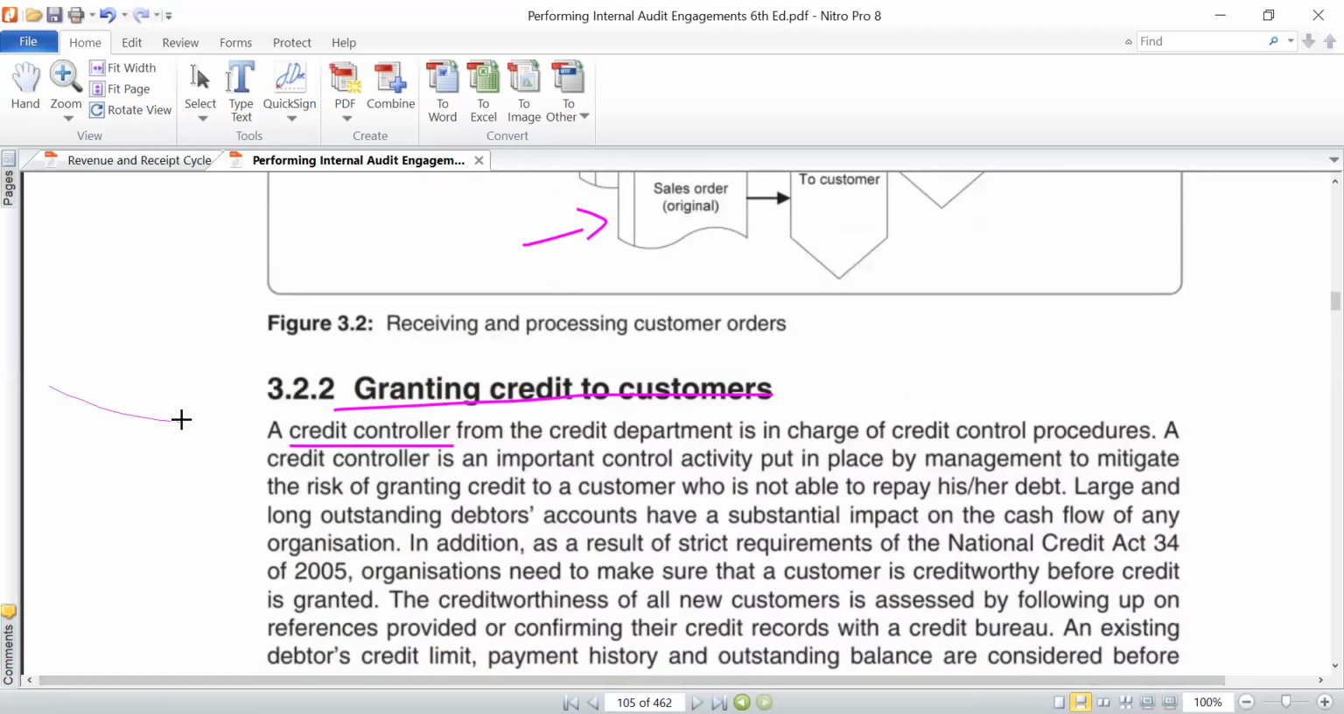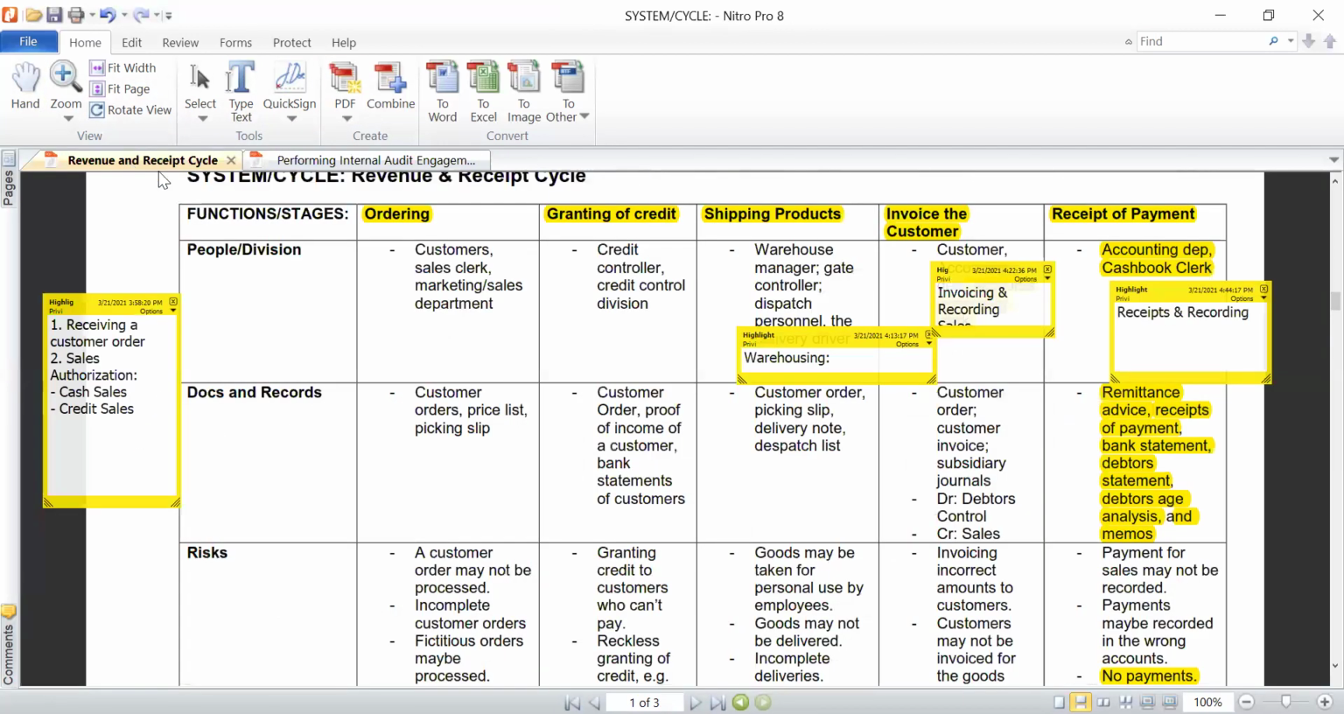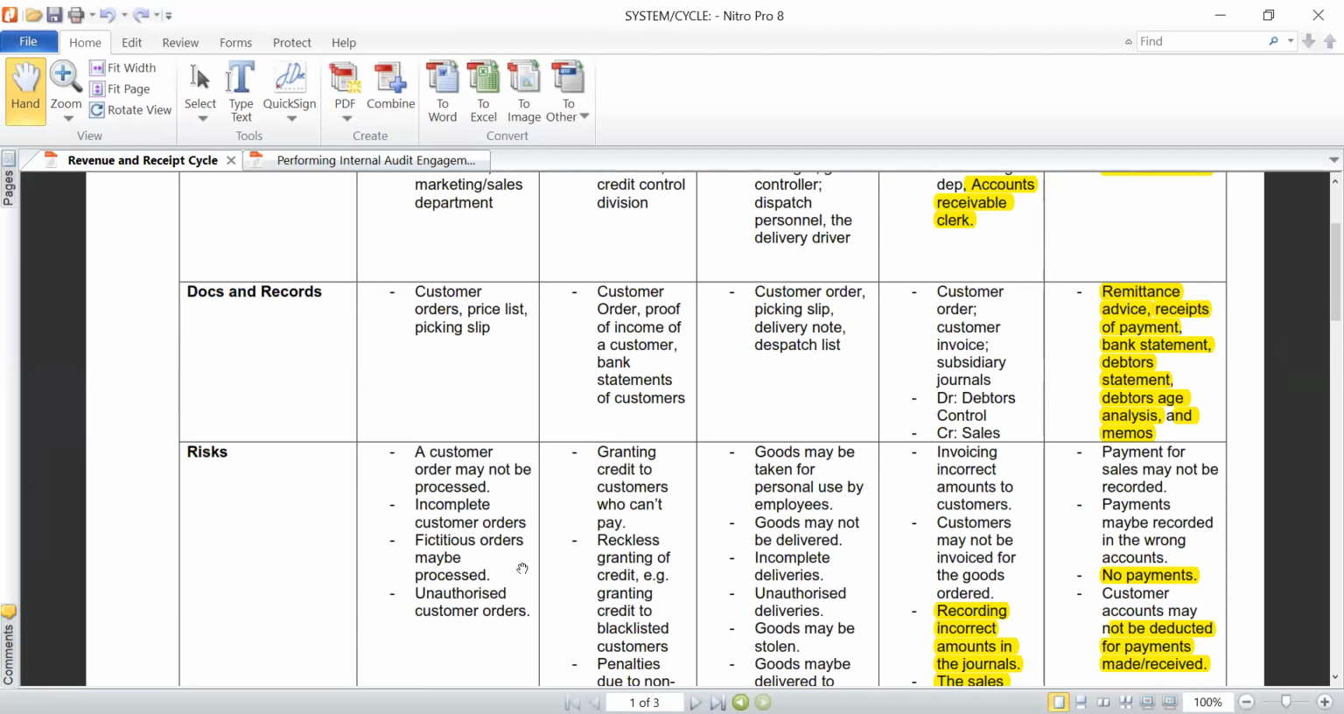All right. In video B, I'll be proceeding with stage 2, granting credit to customers. Basically it is this one here, granting of credit to customers. I'll talk about risks and all of that afterwards. So let's reconnect on the same links, colleagues. Thank you.